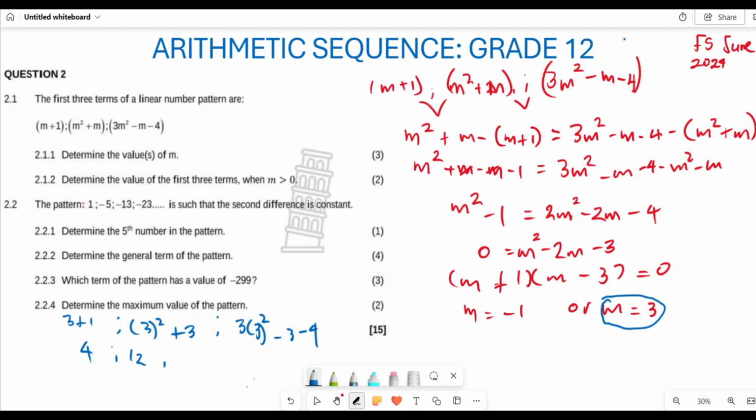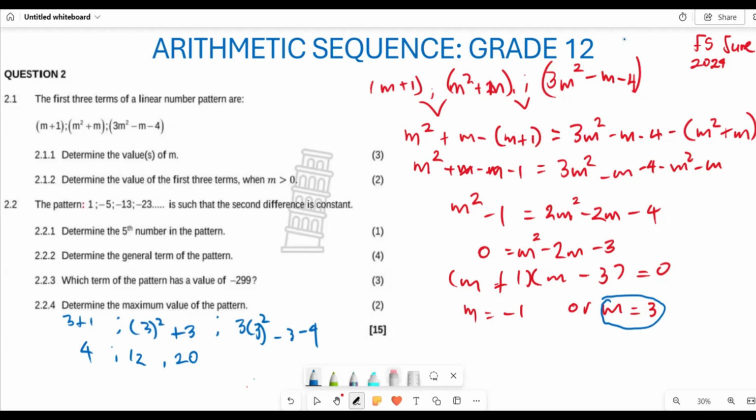Then 18 plus 4, is it 19? Yes, it's 19. Then 19 plus 4, I think this is going to be 20, if I'm not mistaken. The answer that you're going to get here is 20. Remember, this was 27, so 27 subtract 7 gives us 20. That is going to be the first 3 terms of this particular sequence.